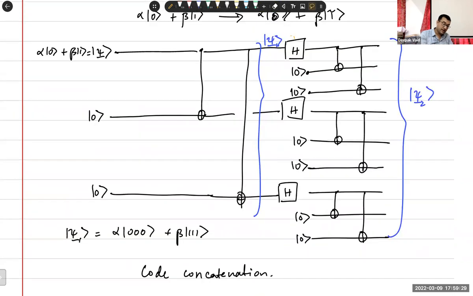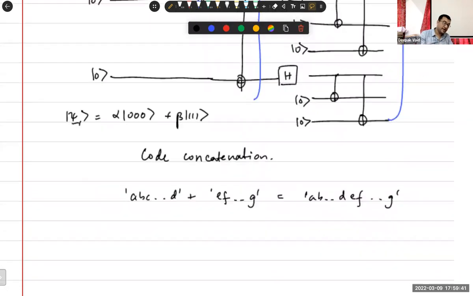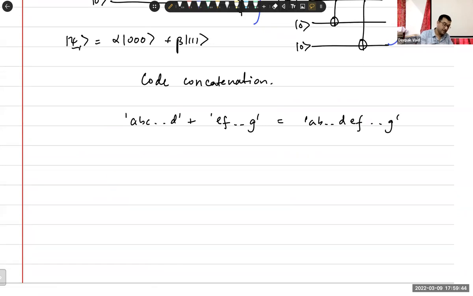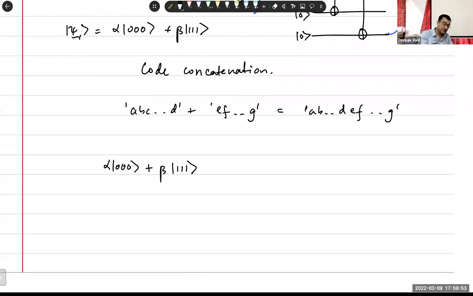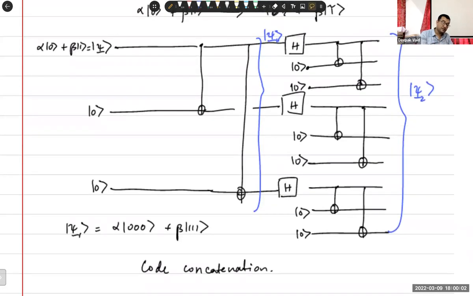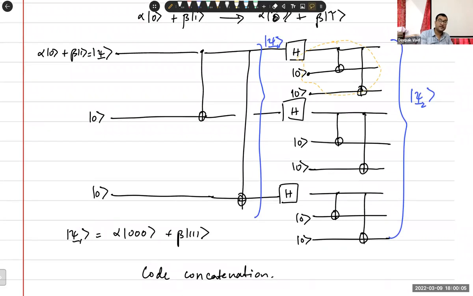Now, let's look at what happens with this sub-circuit, right? And this sub-circuit acts only on the first qubit, and then it concatenates two more qubits, right? So we have alpha 0, 0, 0, beta 1, 1, 1, right? But we can just take these two qubits and put them aside for the time being, because these operations over here at the second level of this code will not affect the second and third qubit, right?